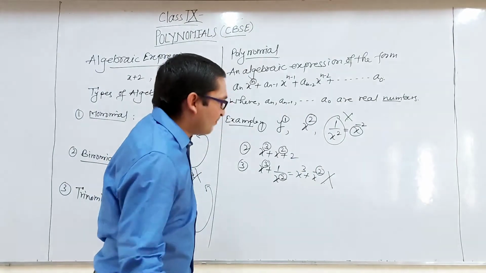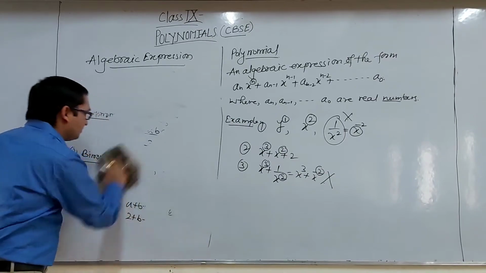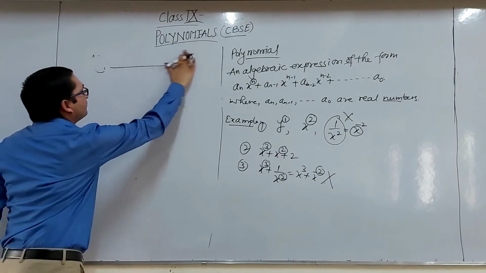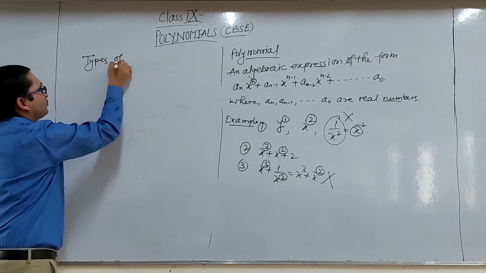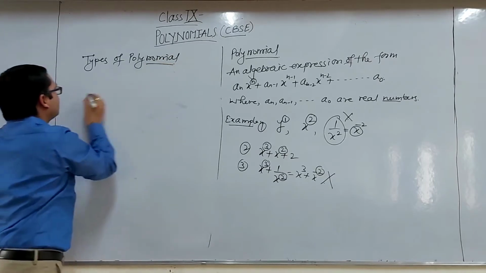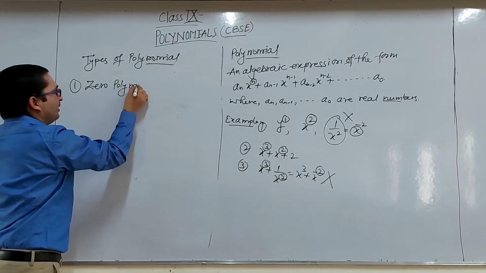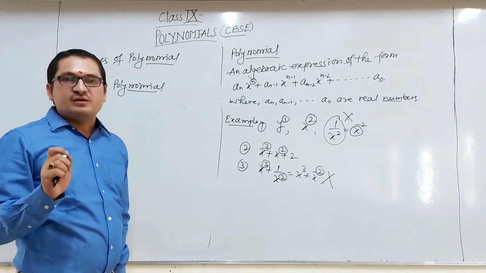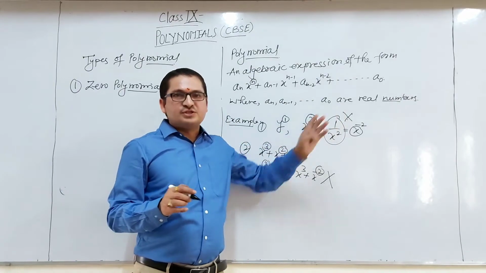Now, types of polynomial. First, zero polynomial. Zero polynomial means it is denoted by zero only. It means all coefficients are zero, which means there is no term.